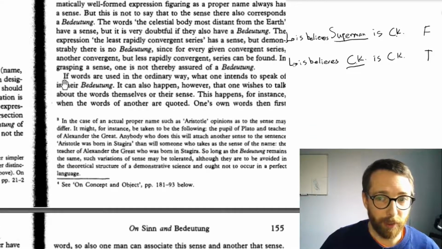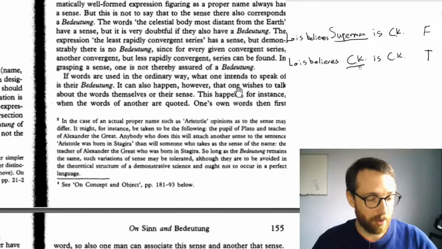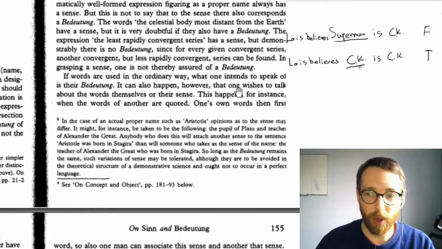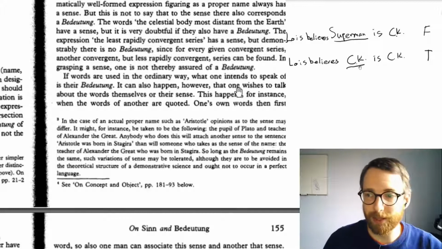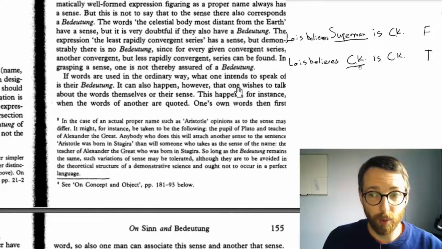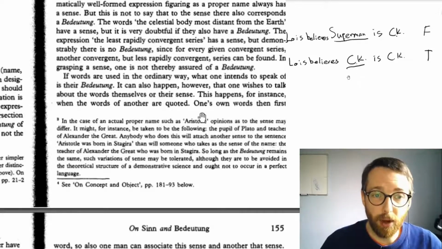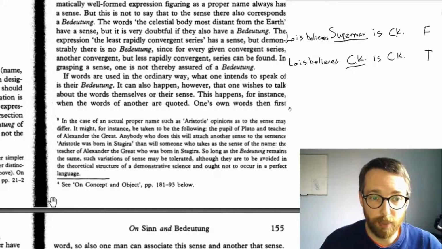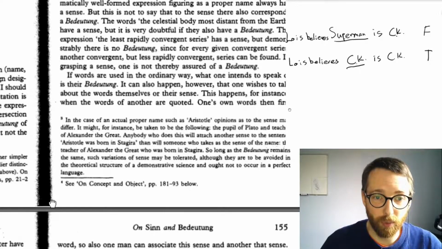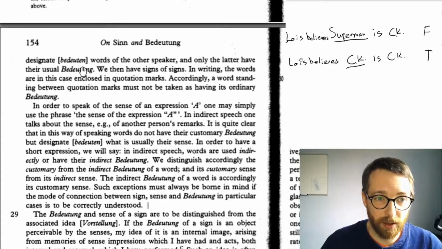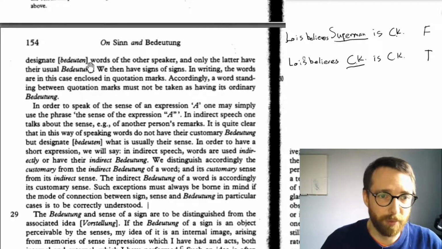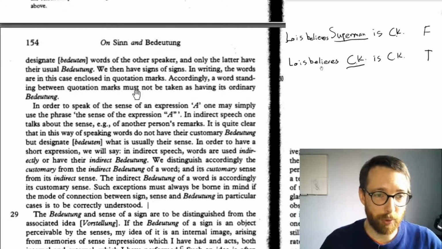So let's just read this bit here. Frege says, if words are used in the ordinary way, what one intends to speak of is their reference, their Bedeutung. So when I'm speaking in a normal way, when I say Venus is the morning star, I'm trying to talk about not the words, not their sense, but the planet itself. That's the reference. Okay. It can also happen, however, that one wishes to talk about the words themselves or their sense. This happens, for instance, when the words of another are quoted.